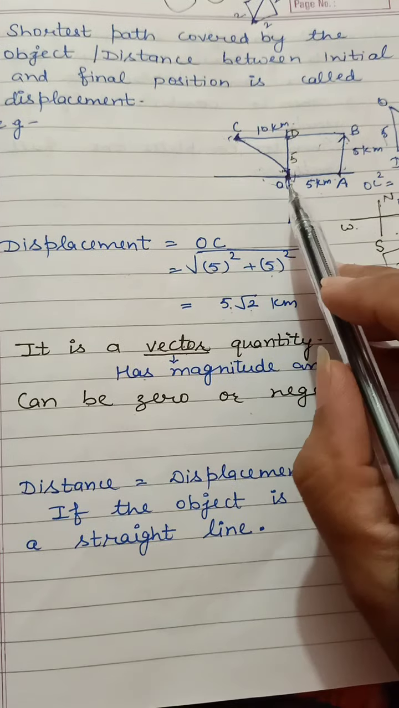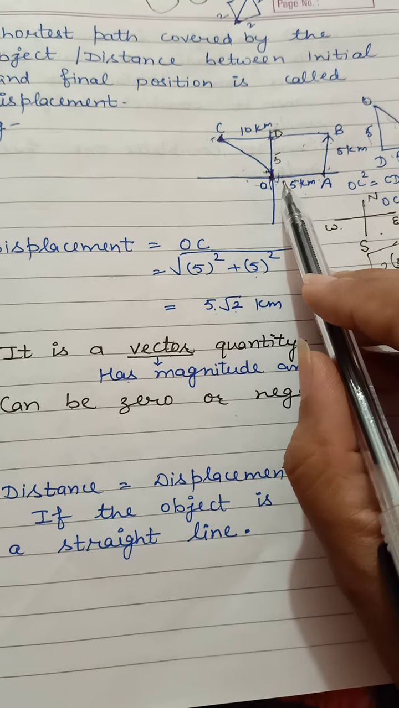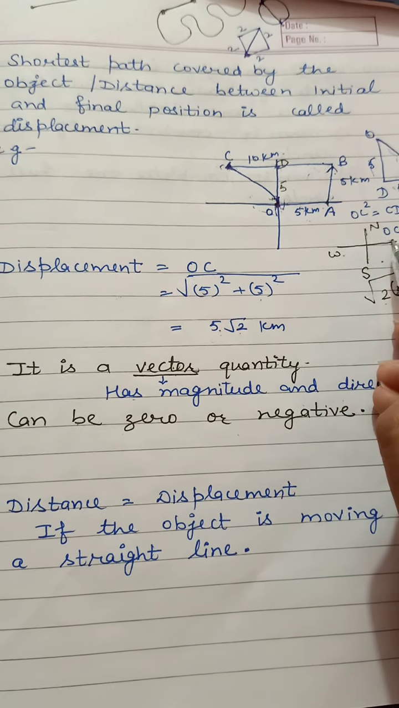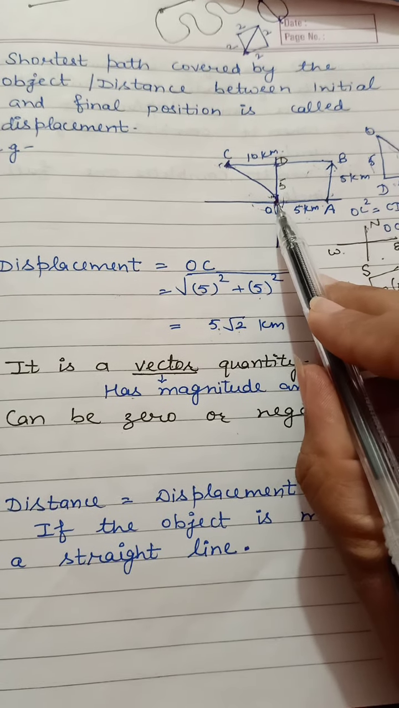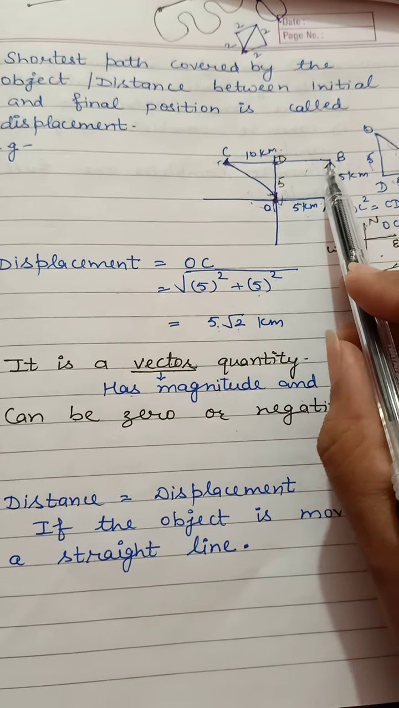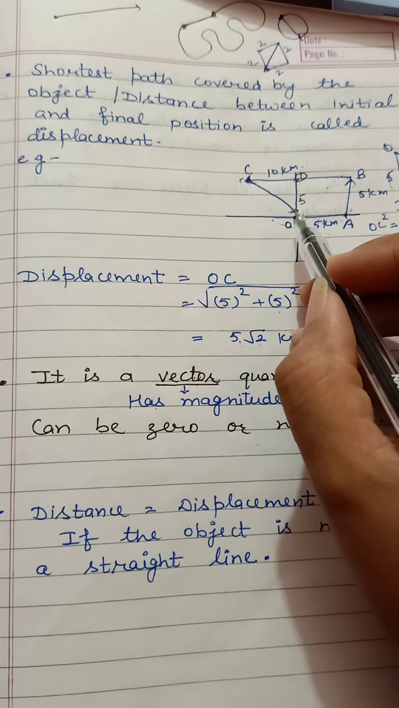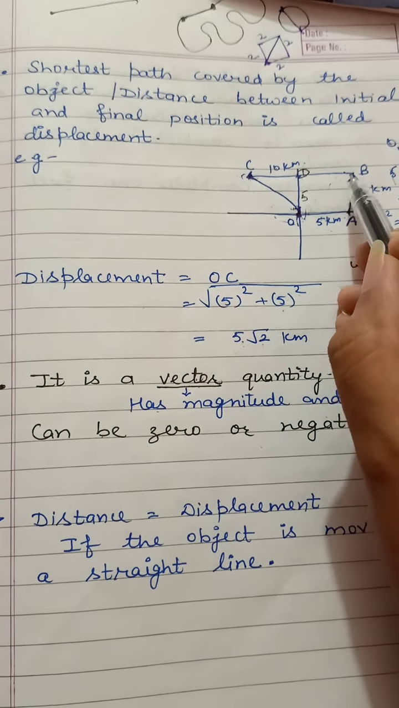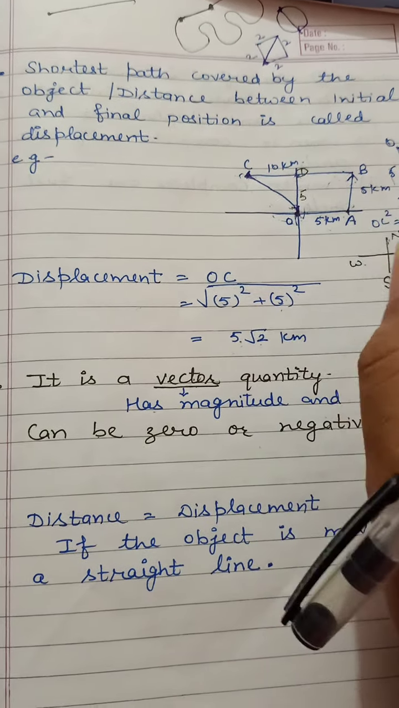For example, suppose a person is moving from its origin towards the east for 5 kilometers. Firstly, take this plus sign: this is east, this is west, north and south. The object is moving towards east for 5 kilometers, then towards the north again for 5 kilometers, then towards the west for 10 kilometers. Now find the displacement and distance. Distance will be 5 plus 5 plus 10. That means the total distance covered by this object will be 20 kilometers.